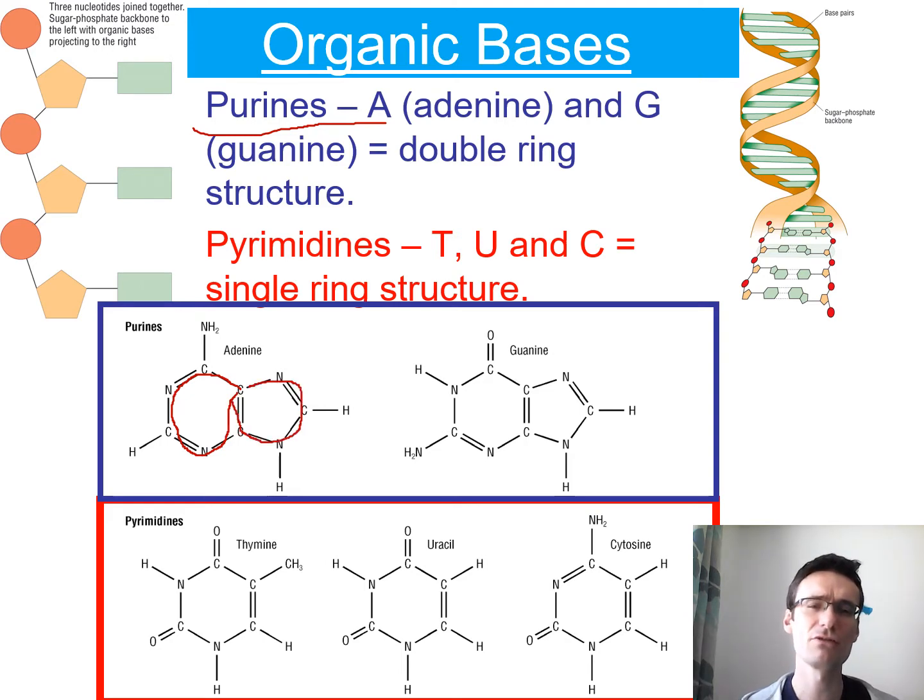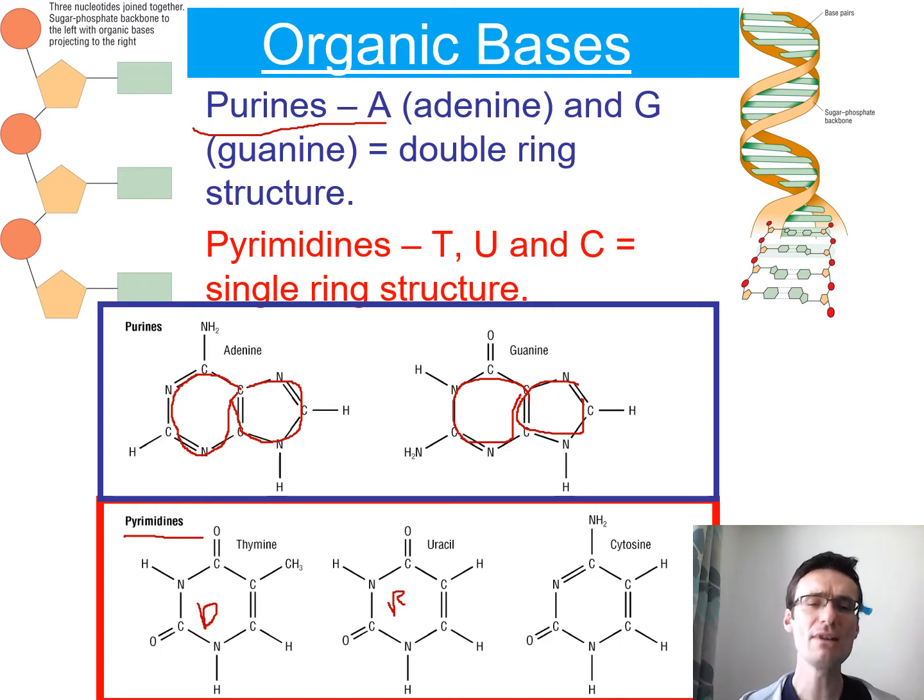Purines have a double ring structure, so that's the same in adenine, and there's a double ring structure in guanine as well. So A and G are purines, and they have a double ring structure. The pyrimidines, which are in the red box below, are T, C, and U, obviously because T and U replace each other. So remember that T is only found in DNA, whereas U is found in RNA, and they have a single ring structure.